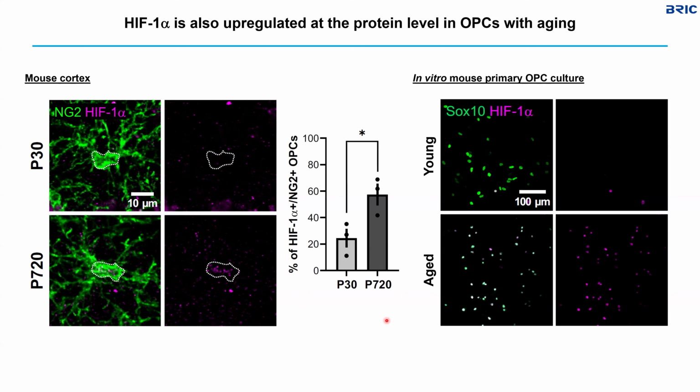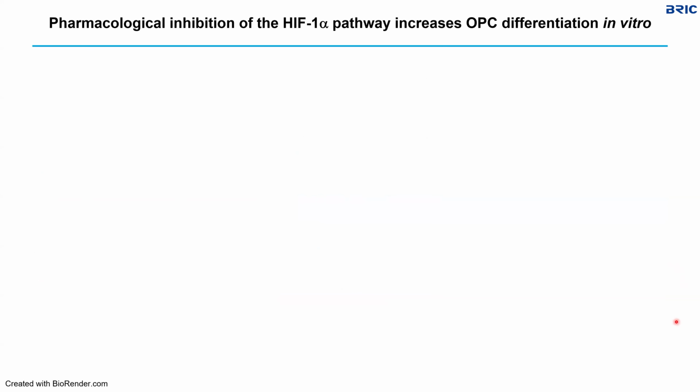So if you were to culture OPCs from young versus aged mouse brain and immunostain for SOX10, a marker for oligodendrocyte lineage, as well as HIF-1 alpha, you can see that compared to the young OPCs isolated from the young mouse brain, OPCs isolated from the aged mouse brain have a massively increased immunoreactivity to HIF-1 alpha. So once confirming that HIF-1 alpha does seem to be activated in OPCs with aging, we performed pharmacological inhibition to see whether we can restore the differentiation potential of OPCs in vitro.